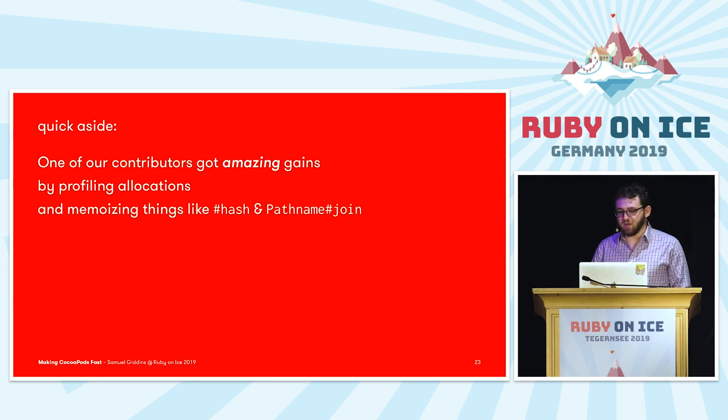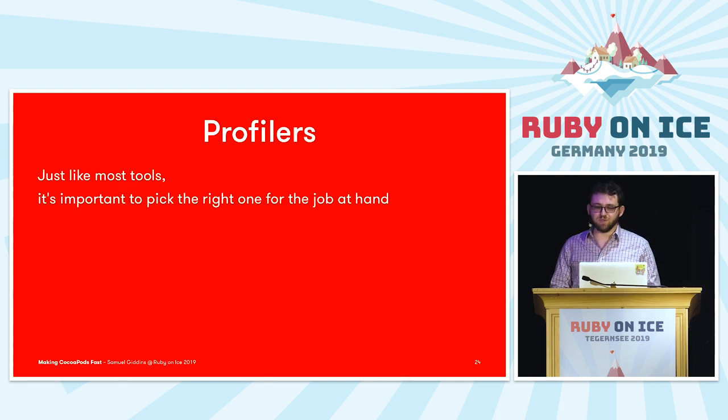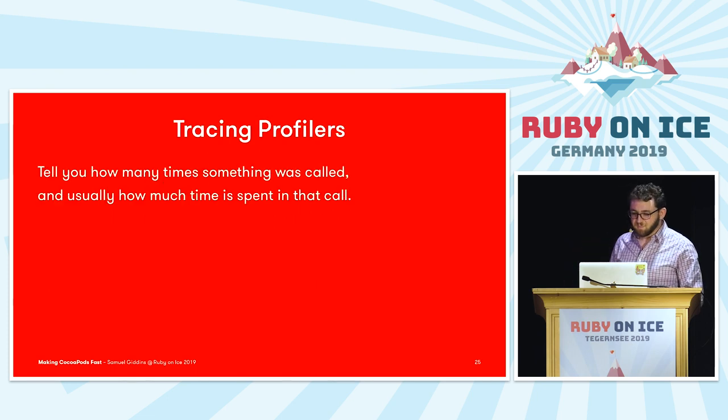So a really quick aside: one of our contributors about a year ago decided to run CocoaPods under a memory profiler and found out that we allocated something like hundreds of millions of objects that we didn't need to. And by cutting that down, by changing a couple of lines of code, we got huge performance gains on a synthetic benchmark he had created. So profilers are like most tools that we use. It's really important to pick the right one for the problem you're trying to solve.